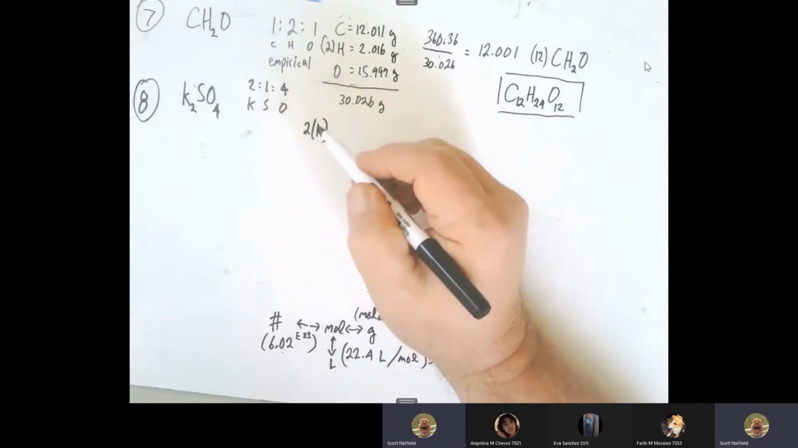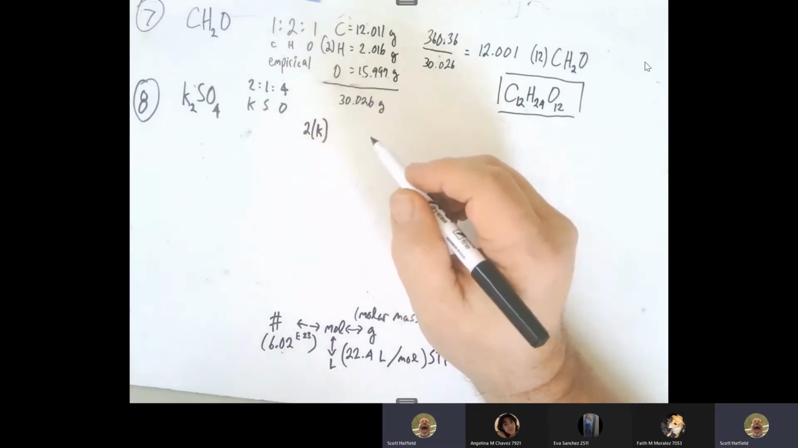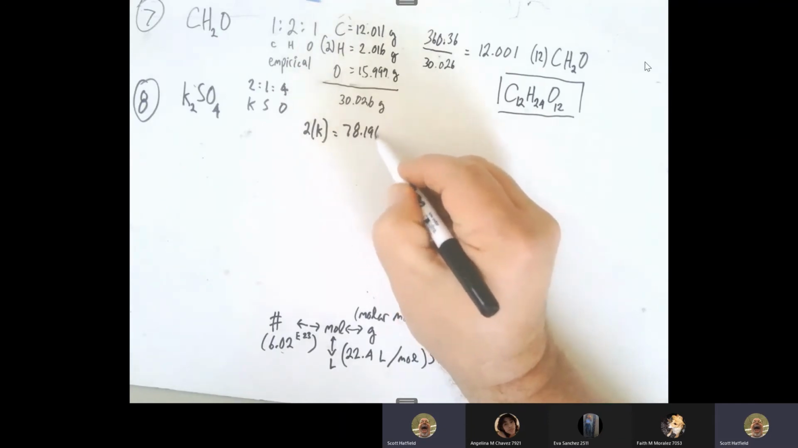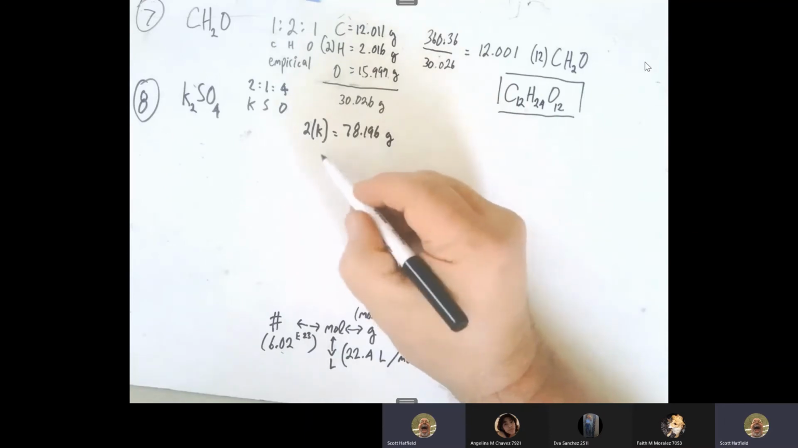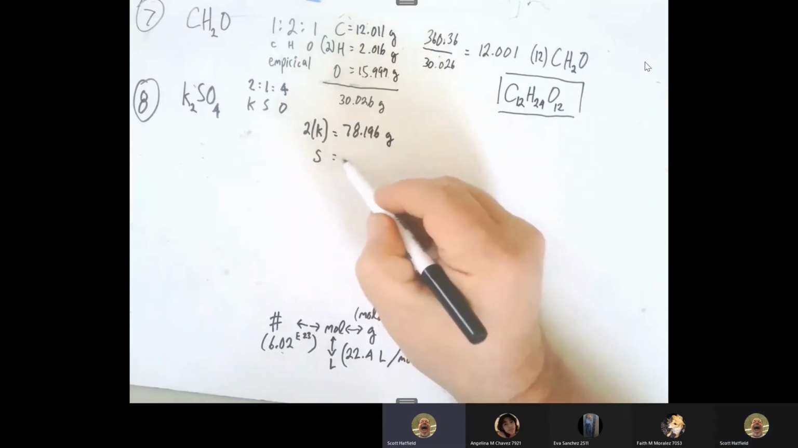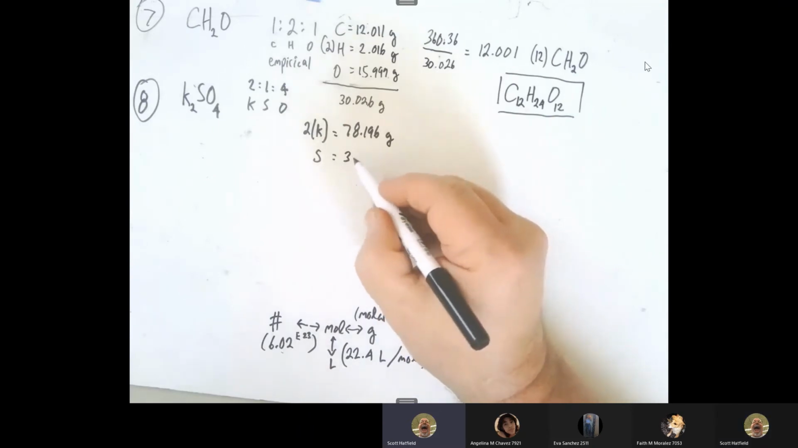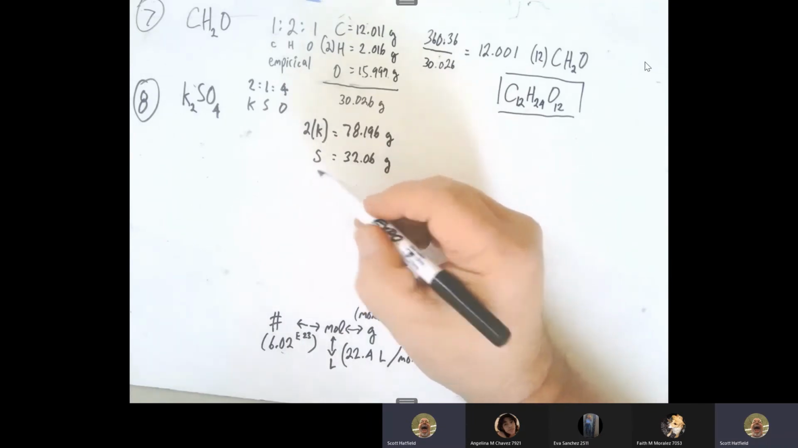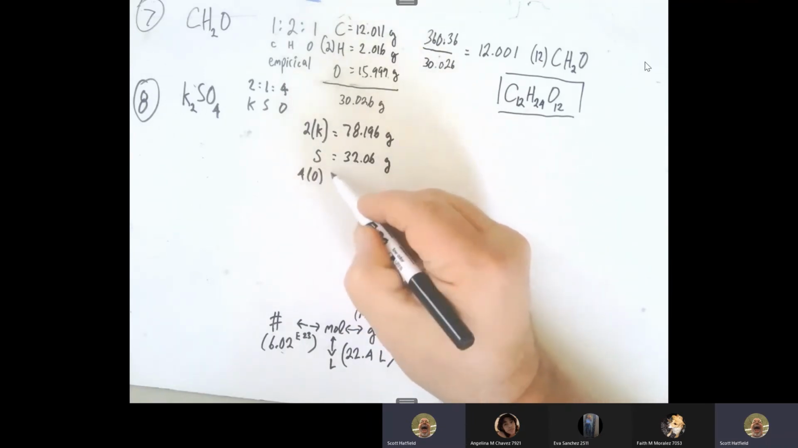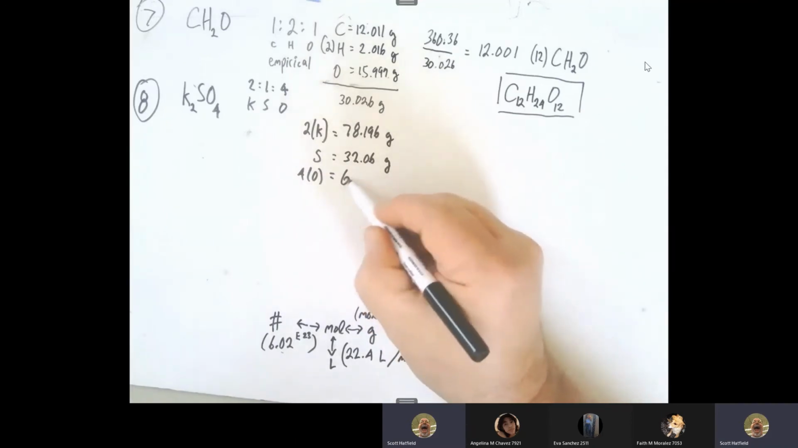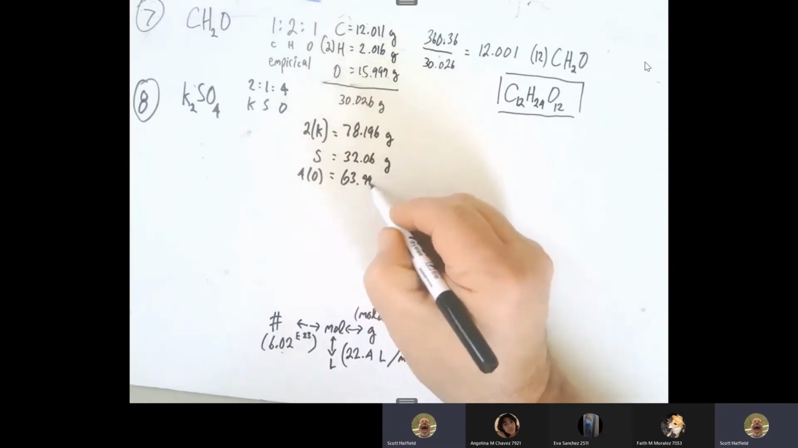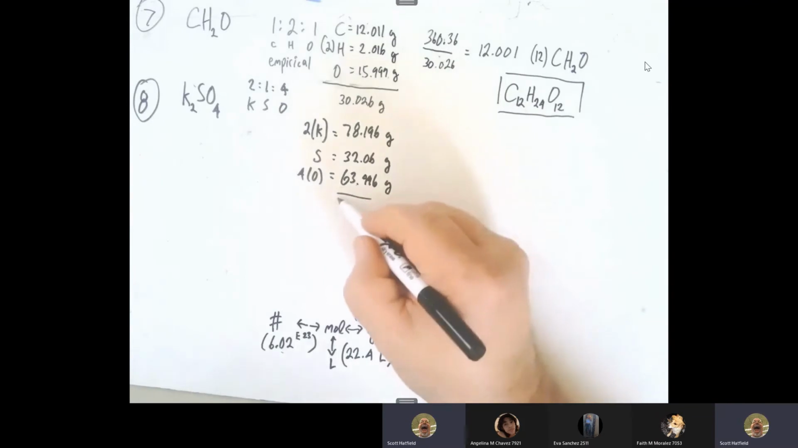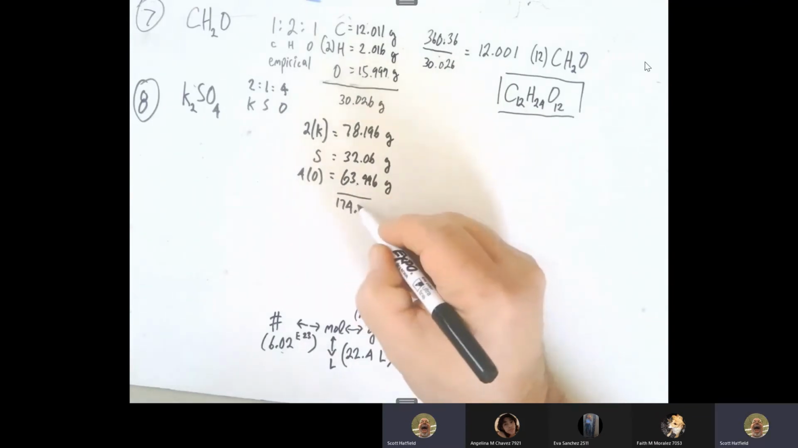So 2 potassiums, that's 2 times 39.098. We do that, and that turns out to be 78.196 grams. Again, all these numbers are coming from the periodic table. And 1 sulfur is just 32.06. And then we have 4 oxygens, and that's 4 times 15.999, which turns out to be 63.996. Okay, so we're going to add them all together, and when we do, we get this number, 174.252.